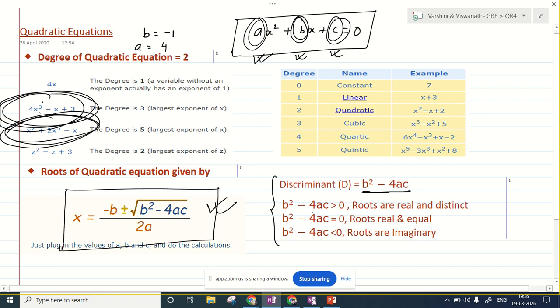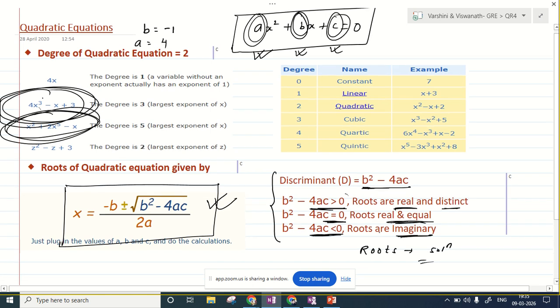So if the discriminant is positive, which means the solutions of the equation are real and distinct. If the discriminant is 0, which means the solutions are real and equal. If the discriminant is negative, which means the solutions are imaginary. Understood? What do you mean by the roots? Roots of the equation means solutions, means the value of x. And I know there should be 2 values of x, not 1, because it's a quadratic.